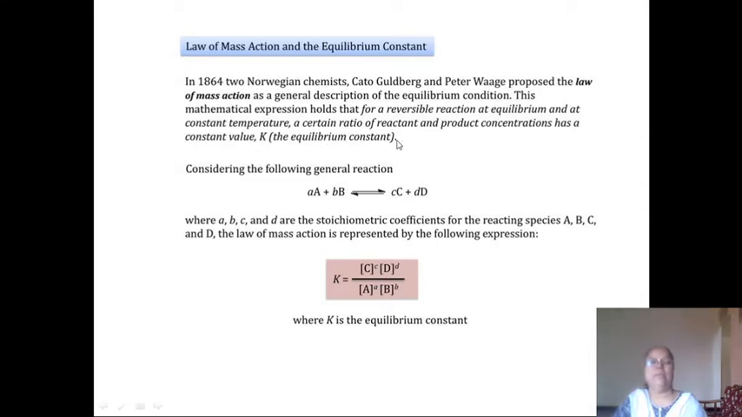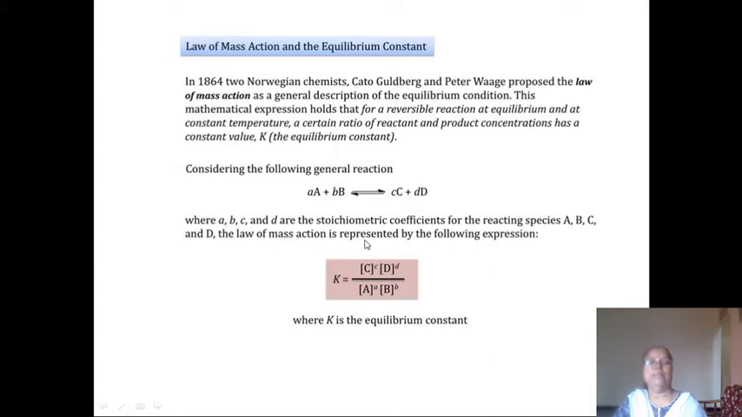A certain ratio of reactant and product concentrations has a constant value, and that constant value we call the equilibrium constant. Then consider another general reversible reaction. Suppose we have a moles of capital A reactant and b moles of capital B reactant. Then it reacts to form c moles of capital C product and d moles of capital D. These are the stoichiometric ratios, where a, b, c and d are stoichiometric coefficients for the reacting species A, B, C, D.